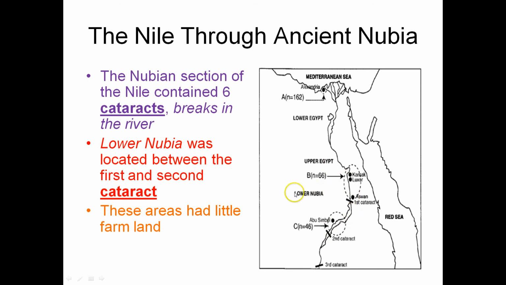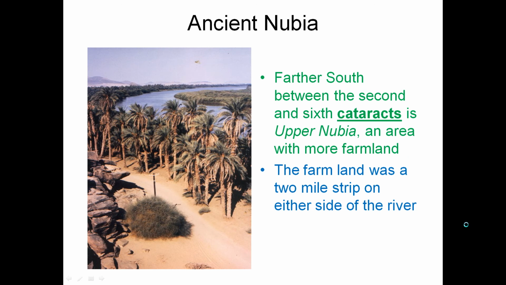Lower Nubia, as you can see on this map, is located between the first and second cataract. These areas had little farmland. Further south, between the second and sixth cataracts, is Upper Nubia, an area with more farmland. The farmland was a 2-mile strip on either side of the river.